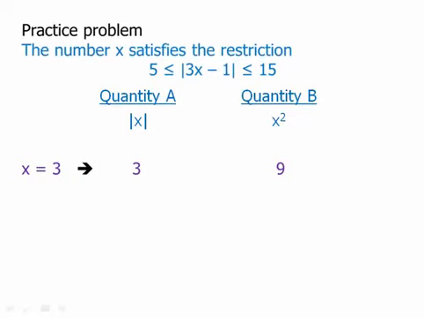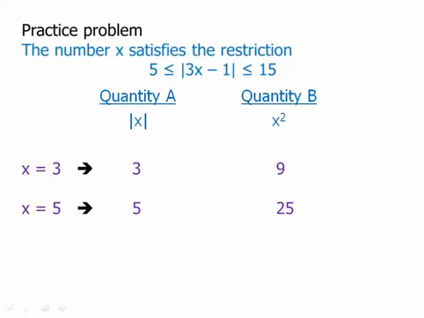Another value that would work is 5. And so, of course, this works because 3 times 5 minus 1, that's 14. Absolute value of 14 is between 5 and 15. So this satisfies the restriction. And of course, when we plug this in, we get 5 and 25. Again, quantity B is bigger.